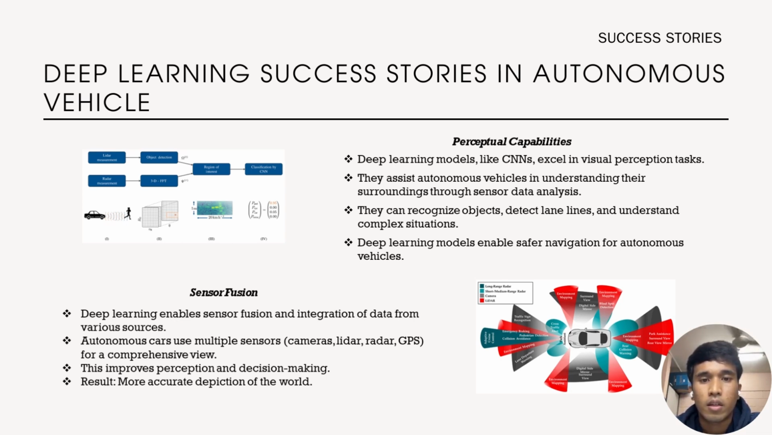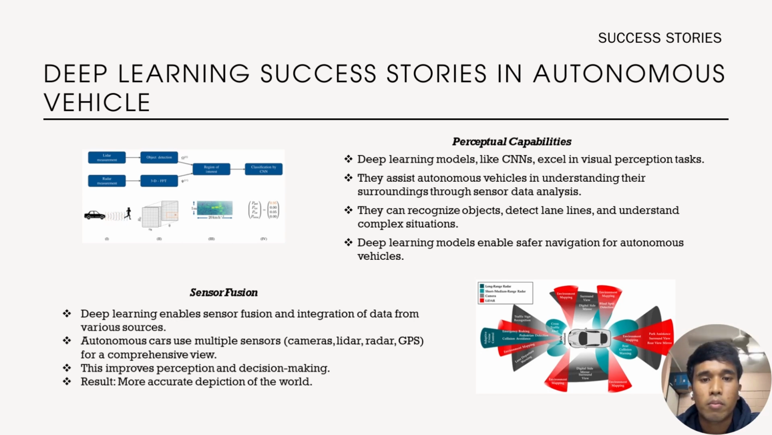Thus, they can accurately analyze sensor data from cameras, lidar, and radar, allowing autonomous vehicles to understand and interpret their surroundings. By leveraging deep learning techniques, autonomous vehicles can identify and classify objects, detect lane markings, and perceive complex scenes, also enabling safer navigation. The second one is sensor fusion.